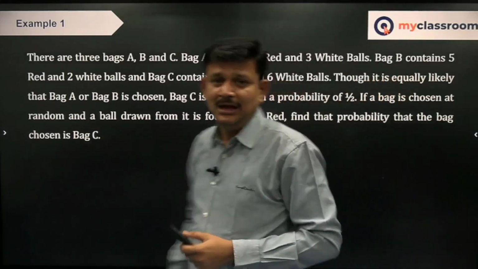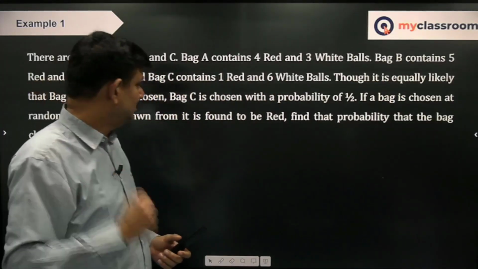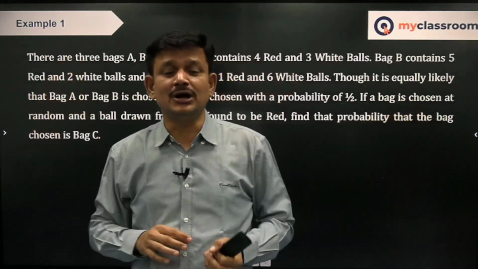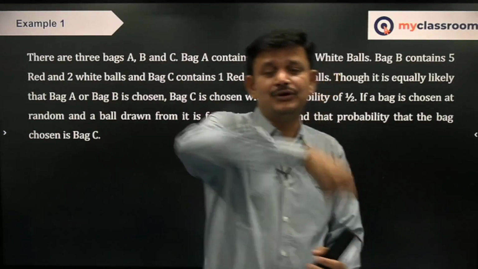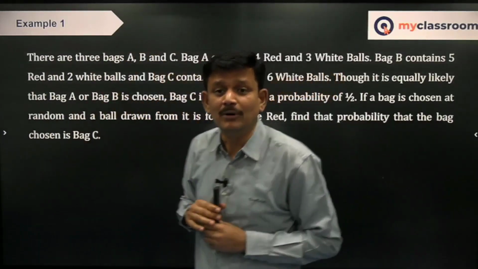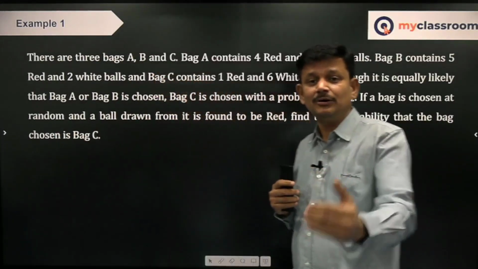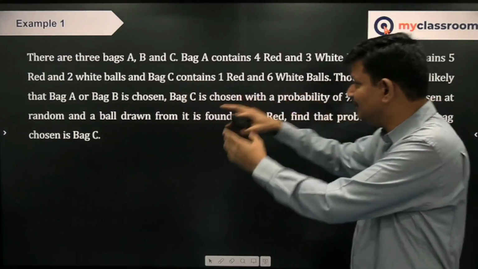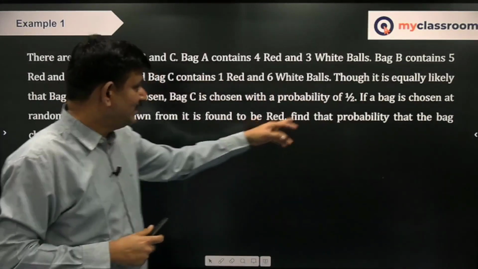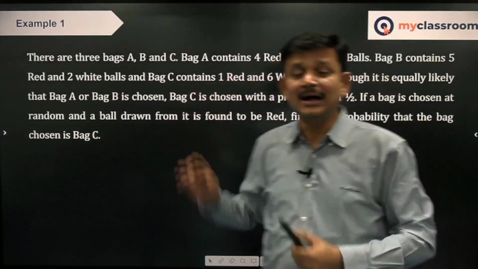Now what is the question? If a bag is chosen at random and a ball drawn from it is found to be red, you have made a choice A, B, C, I don't know which choice you have made, and you have drawn a ball from it and found it to be red. You told me that it is a red ball. Now I have to guess whether it was from bag A or bag B or bag C. So what is the question? Given that the ball is found to be red, the final outcome is given, find the probability that the bag chosen is C.